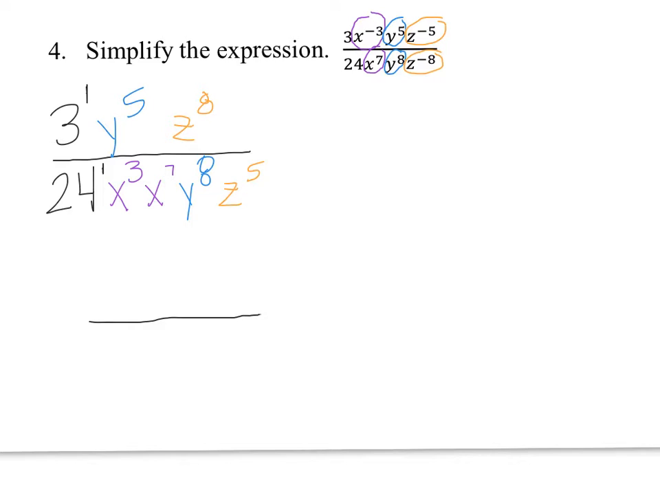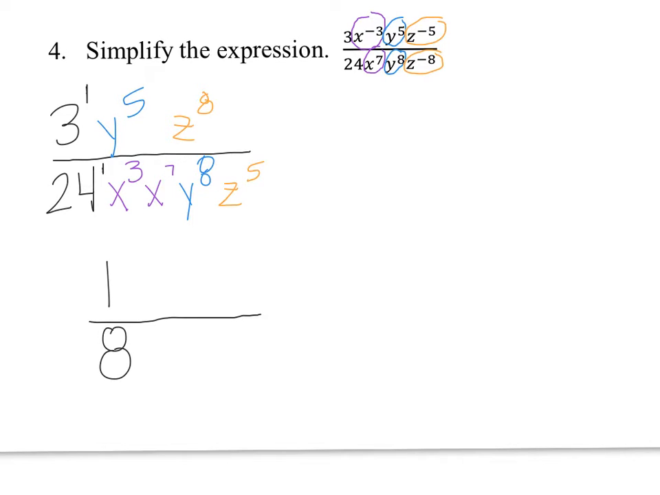Again, the 3 and 24, there is no fraction exponent with this, so I can think, can I divide 3 and 24 by a number? Well, by golly, I can. Both 3 and 24 can be divisible by 3. So 3 divided by 3 is 1. 24 divided by 3 is 8.